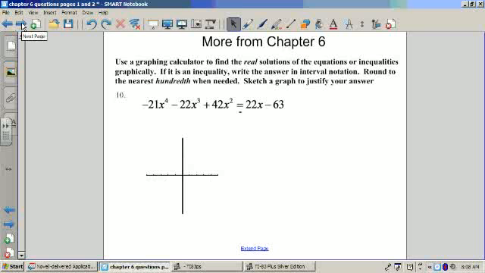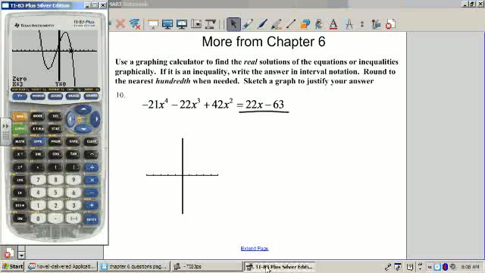All right, here's another one. This time, notice that I'm not equal to 0. Now I'm equal to 22x minus 63. How am I going to work that out? Well, this time, instead of having just one equation in y equals, I'm going to have 2. I'll clear out the first one.